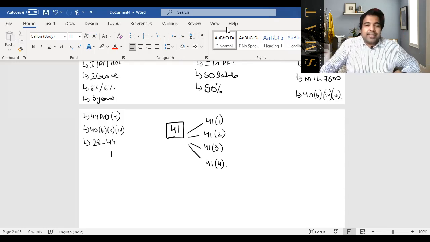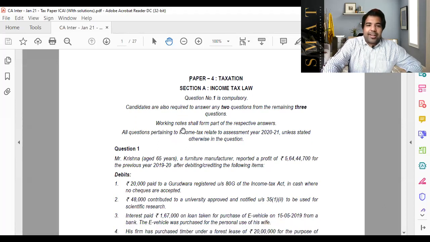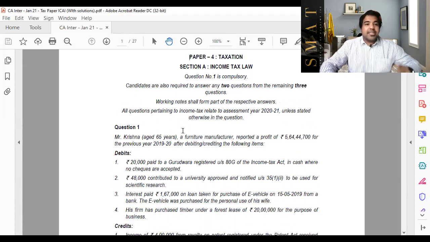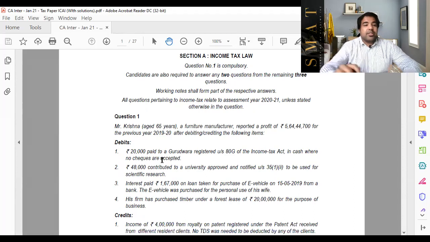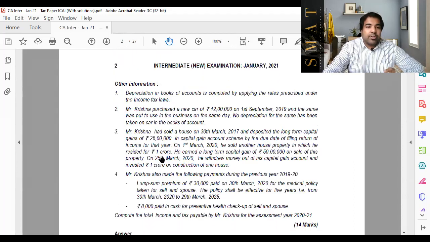Now let's look at an ICAI question. All right, let's do an examination question, guys. This is the Jan 21 question. Let's try and see. I can't write on the PDF, but I will discuss it on the screen, guys. Mr. Krishna, aged 65 years. The moment they give you age, I'm very sure they will want tax liability. So I'm straight away going to the end question.